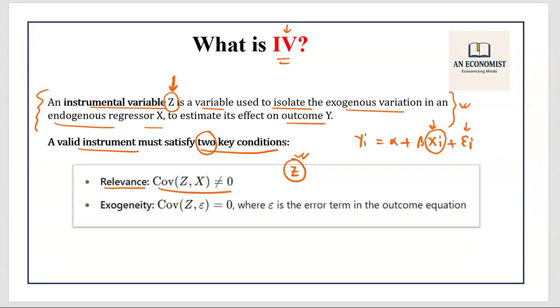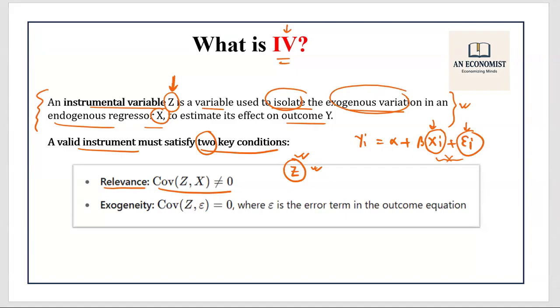If you are using Z as the proxy of Xi, then Z should explain certain variations of Xi. That is what I have written here: the Z variable is used to isolate the exogenous variation of the endogenous regressor X. The total variation of Xi can be related to two different things. Some variation will be related to the exogenous part, which will be extracted using this instrumental variable, and another part of the variation will be related to the problem of endogeneity. We want to avoid this problem. That is why we are introducing this Z variable.